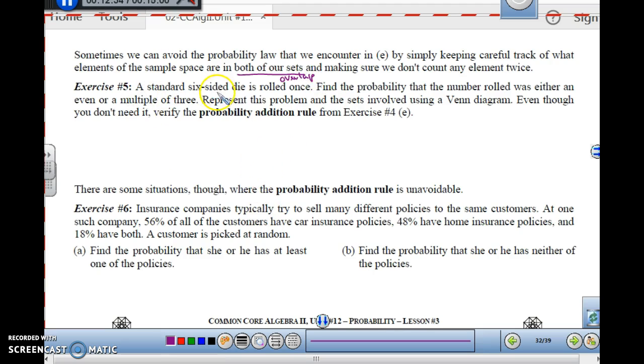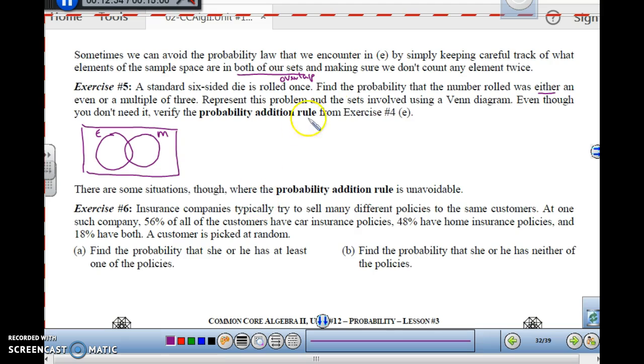Okay, so a standard six-sided die is rolled once. Find the probability the number rolled was either an even or a multiple of 3. Represent this problem in the sets involved using a Venn diagram. All right, so if we take a look at a Venn diagram for this, I'm going to sketch myself a Venn diagram. I either want an even number, so this is going to be my evens, and this will be my multiples of 3. Okay, now a six-sided die, let's go through the list.